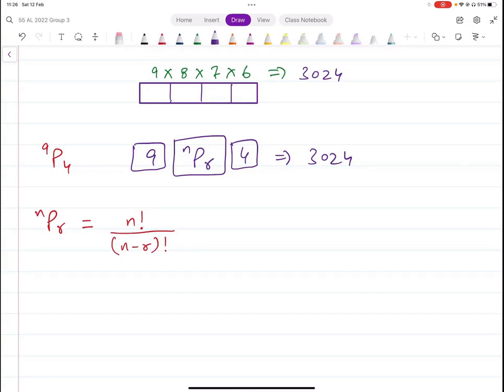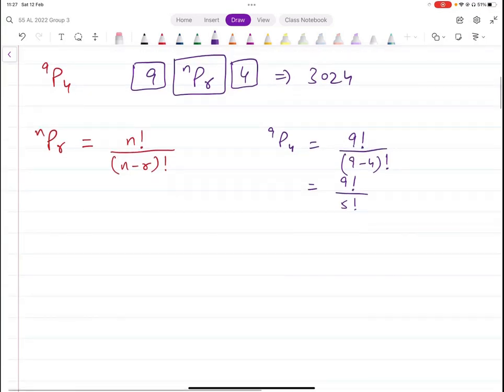So for example, here we had 9P4. What is written in place of n? 9. So we've got 9 factorial in the numerator. In the denominator, we've got (9 minus 4) factorial. What is that? That's 5 factorial. So we've got 9 factorial over 5 factorial.